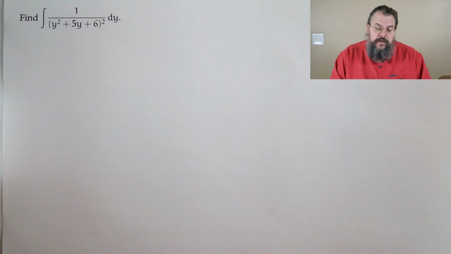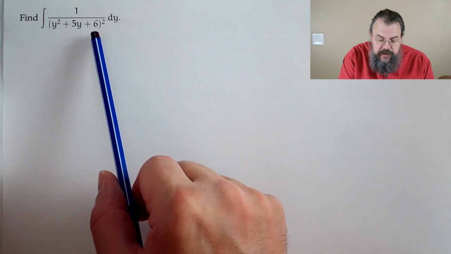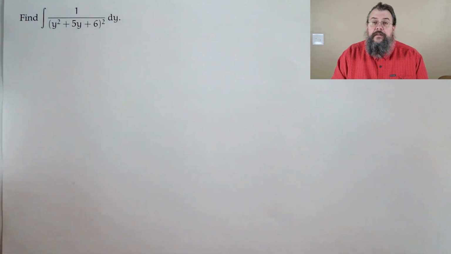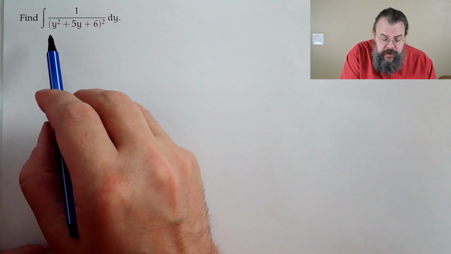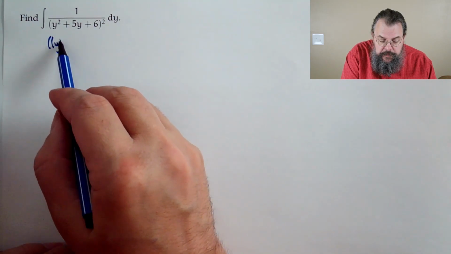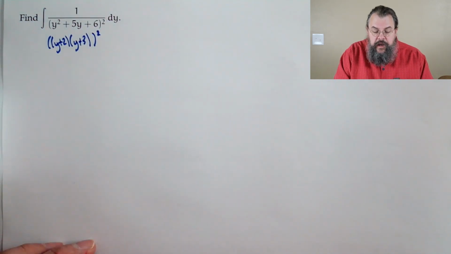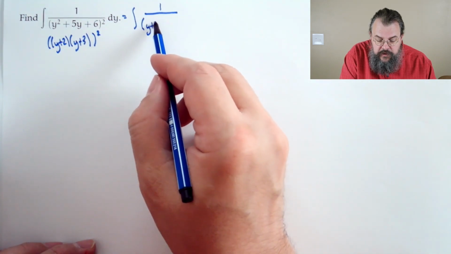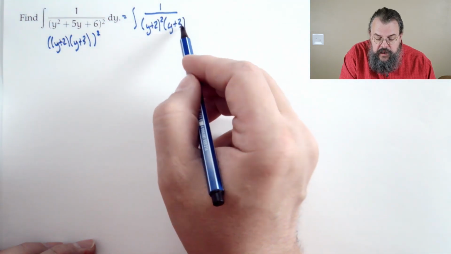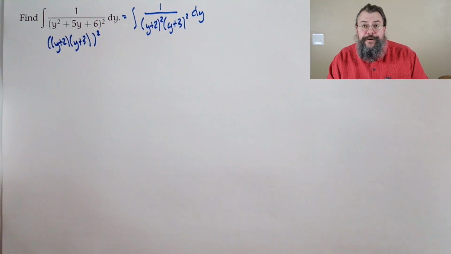Well, can it factor further? If it could factor, it would need to have two things that multiply together to give 6 and add together to give 5. I think we have some numbers that do that. 2 and 3, right? So we could say, oh, this is really y plus 2 times y plus 3 on the inside being squared. And so our real problem is that this is the integral of 1 over (y plus 2) squared (y plus 3) squared dy. All right, so that's our integral.